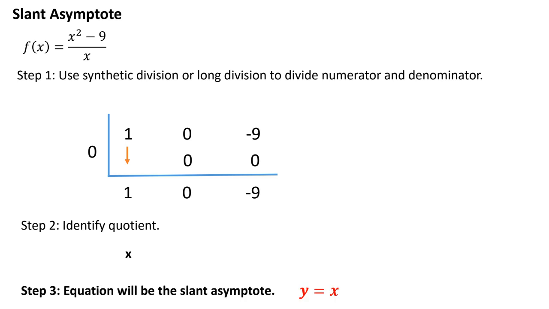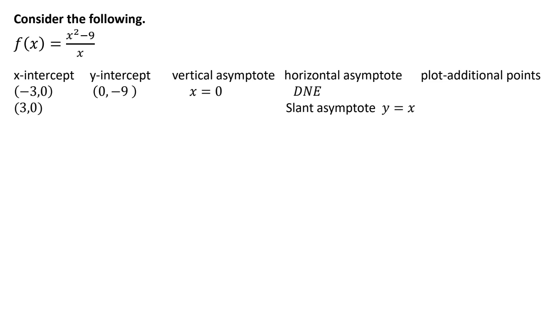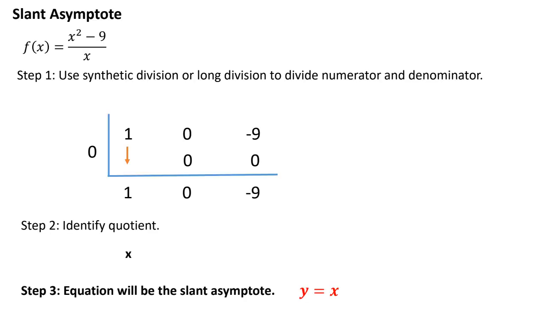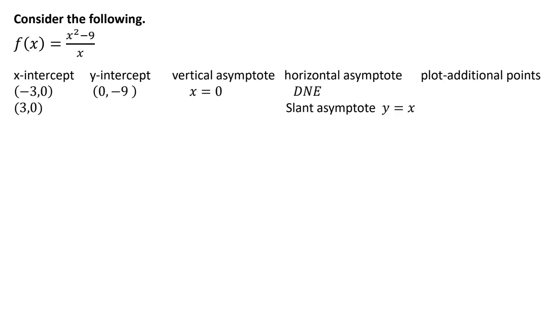Now, if I had had a constant here, my equation would have been x plus the constant. In this case, it's just the y equals x slant line. All right, so let's see what we have. We have our x-intercepts, and the y-intercept, I must have missed that. A vertical asymptote at x equals 0. Again, we have no horizontal asymptote, but we have a slant asymptote.